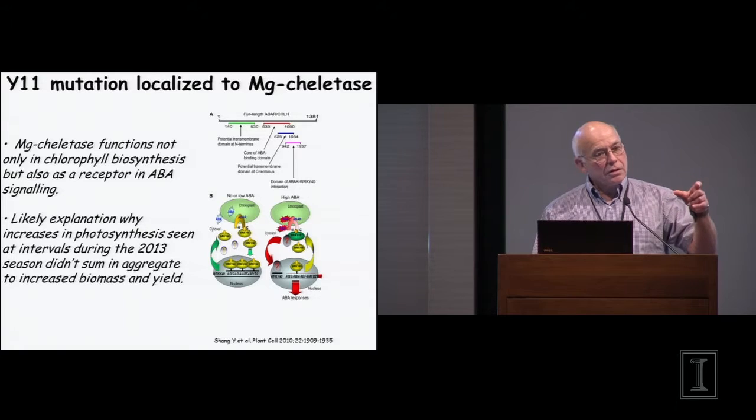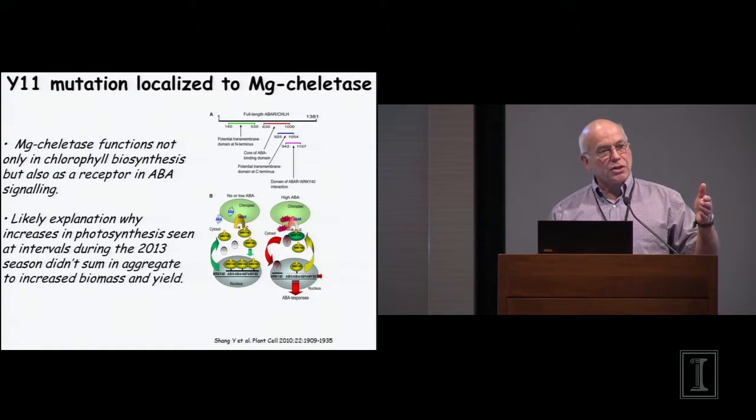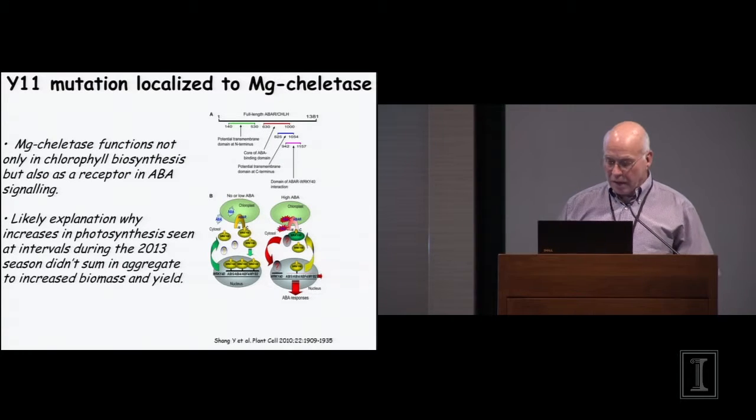And so we think it's the interference with ABA signaling that's causing these plants to be more drought sensitive. And we think this is the likely explanation that these increases in photosynthesis that we see at intervals during the growing season don't sum up in aggregate to an increase in seed yield and in biomass.